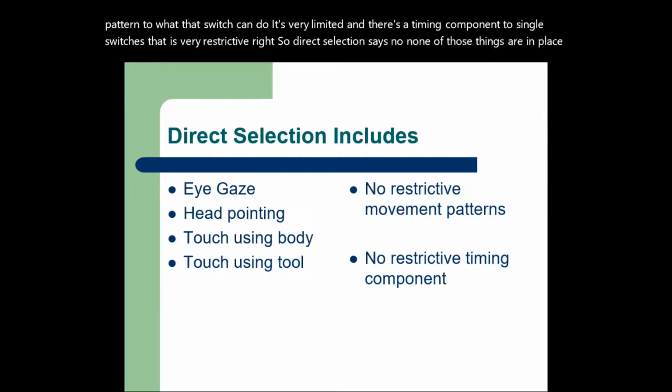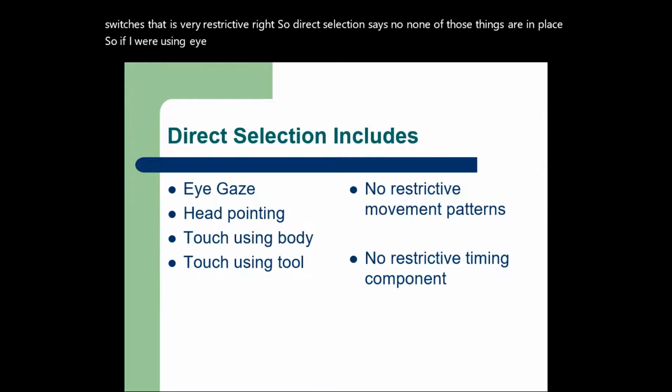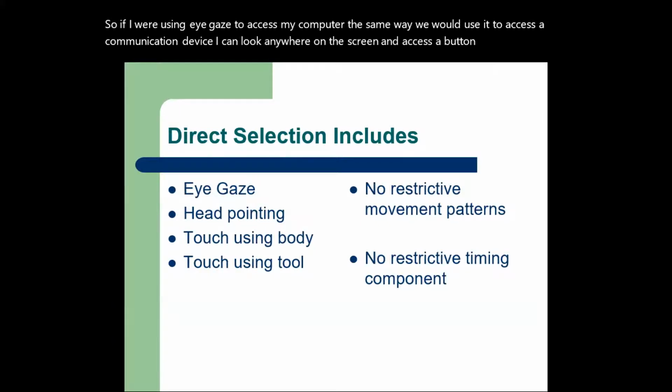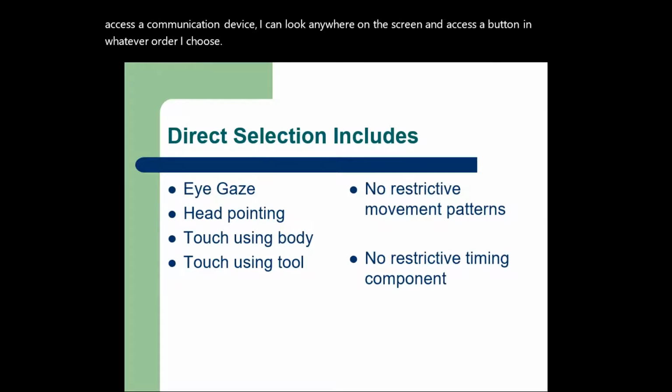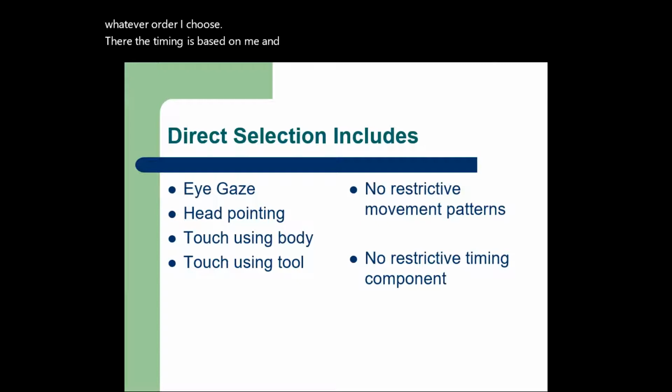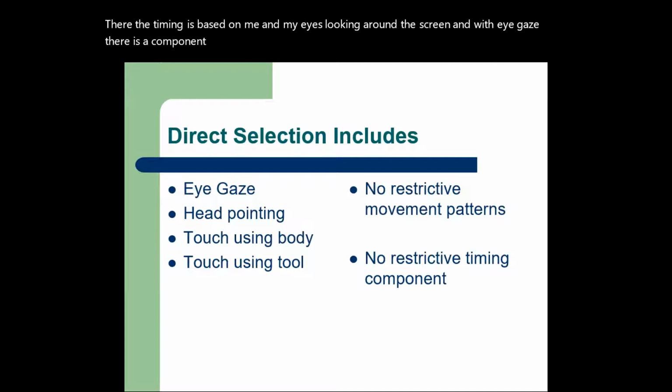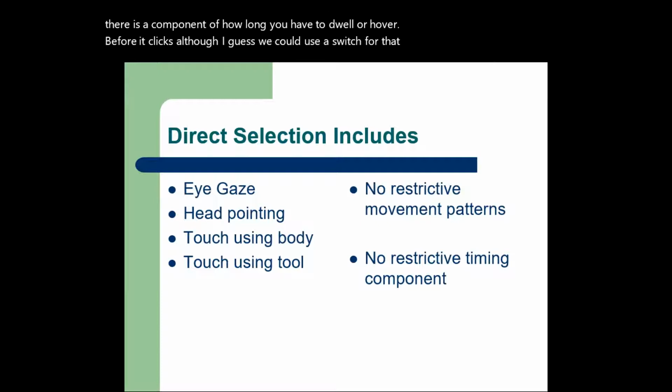So if I were using eye gaze to access my computer, the same way we would use it to access a communication device, I can look anywhere on the screen and access a button in whatever order I choose. The timing is based on me and my eyes looking around the screen. And with eye gaze, there is a component of how long you have to dwell or hover before it clicks, although I guess we could use a switch for that too, but we'll come back to that.